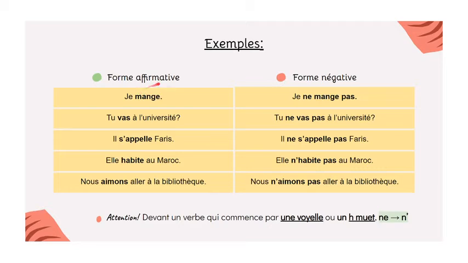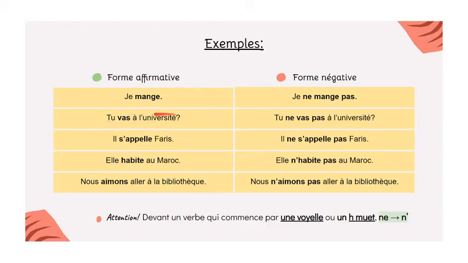Alright, okay. Example, en français, c'est exemple. Form affirmative. Affirmative form. And here we have form negative. Negative form. So, perbezaan antara dua form ni adalah dia menambah ne pas. Dia menambahkan ne pas pada ayat. Je mange. I eat. Saya makan. Je ne mange pas. I do not eat. As simple as that.